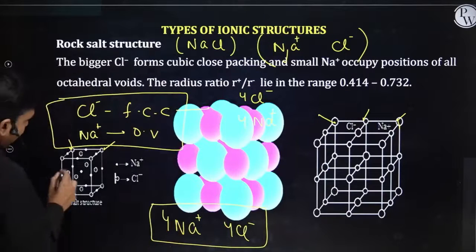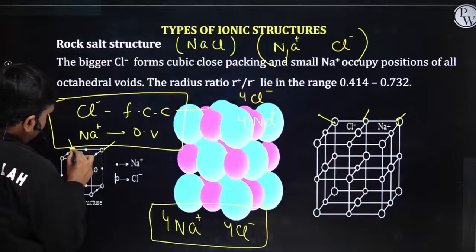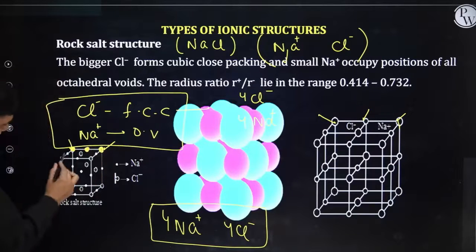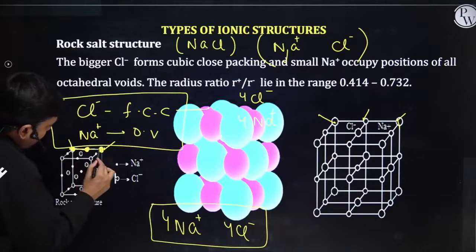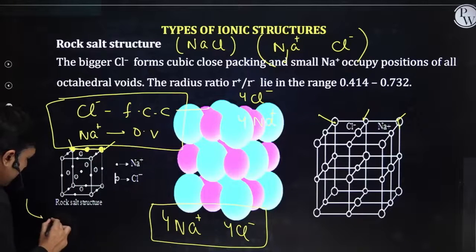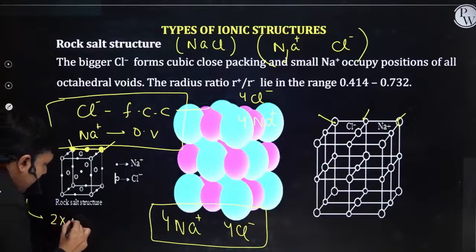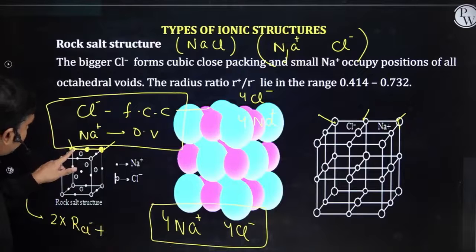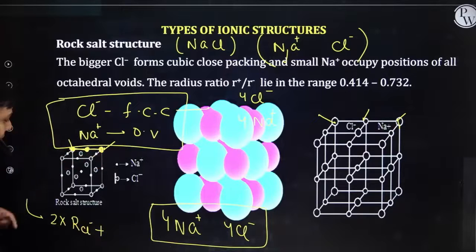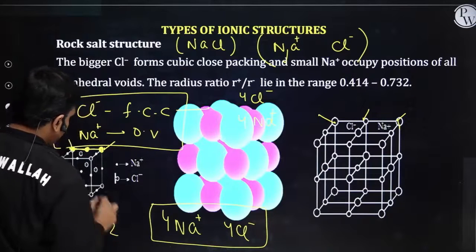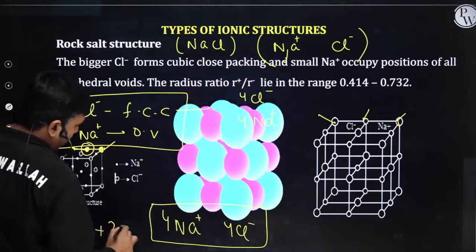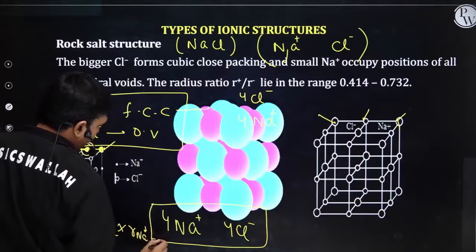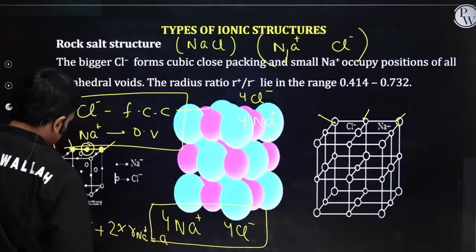Okay. So students, this is the position of anion, and this is the position of cation. And they will touch each other, right? So can I say for NaCl, 2 into radius of Cl- plus 2 into radius of Na+ will be equal to edge length a. Am I clear?